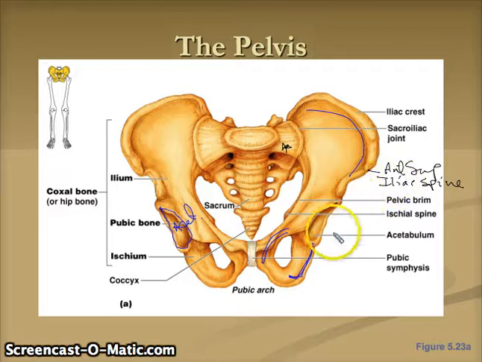Okay, on the inside, this area that comes down to this part right here is known as the arcuate line. The acetabulum, we've already talked about. You have the pubis and you have the symphysis. This area where we see the pubic symphysis forming is known as the pubic tubercle.